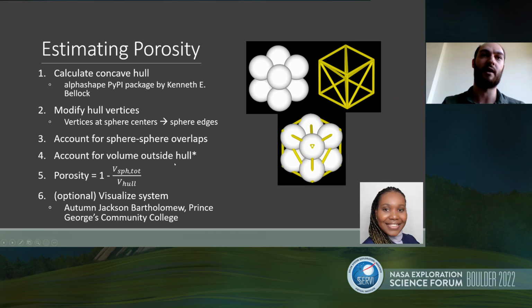And we're in the process of accounting for volume exterior to the hull. So as you can see, bits of these spheres at the edges are sticking out, and that creates an uncertainty for us as well. We've not yet implemented the method of accounting for that, but we're very close. Then essentially all we have to do is calculate the porosity, which is 1 minus the total volume in spheres, accounting for these two things, divided by the volume of the hull itself.